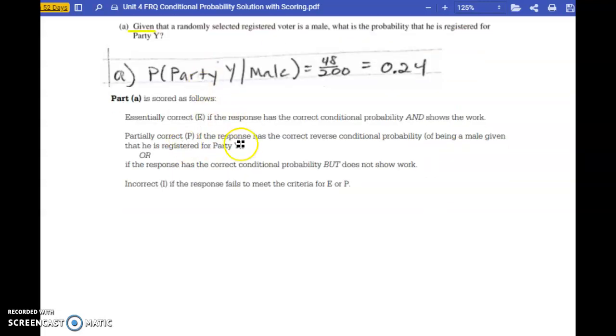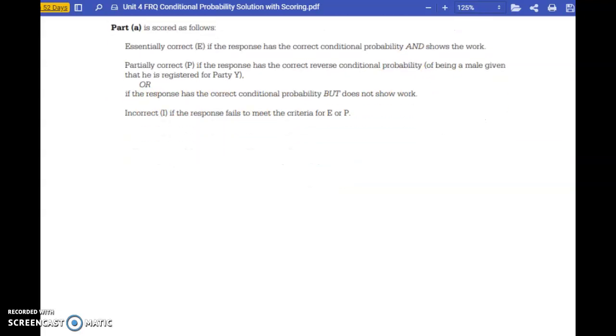You were partially correct if you did the opposite conditional. So instead of party Y given male, you did male given party Y, you still got a P. Or you were correct or partially correct if you got a 0.24 with no work. And then neither of those, you were incorrect.